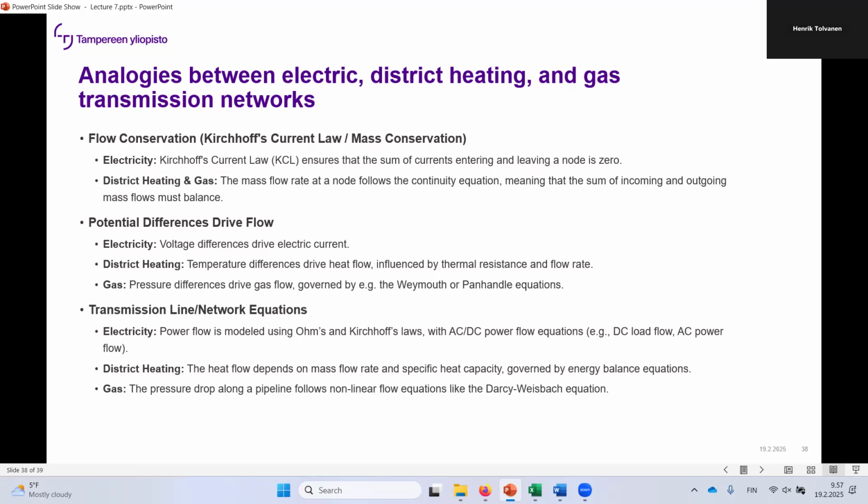Transmission line equations, or the network equations. Power flow is modeled using Ohm's and Kirchhoff's law, AC/DC power. In the district heating, the flow depends on the mass flow rate and specific heat capacity, governed by energy balance equations. And in the gas network, the pressure drop along the pipeline follows nonlinear flow equations, the Darcy-Weisbach equation.